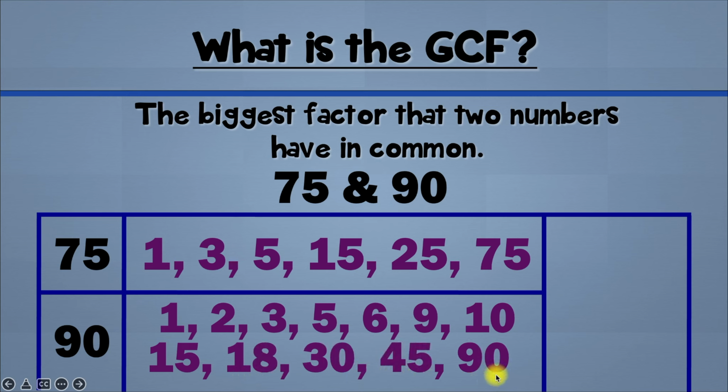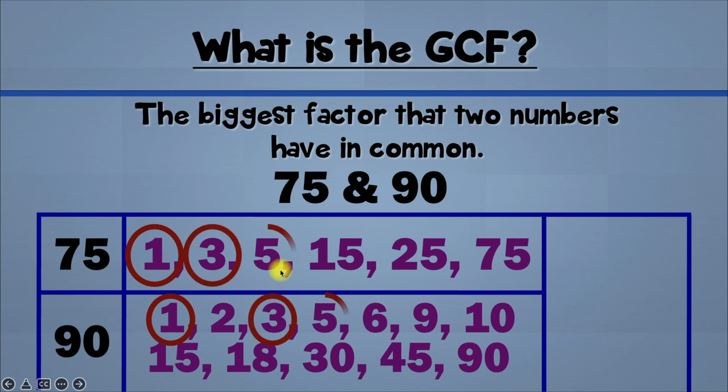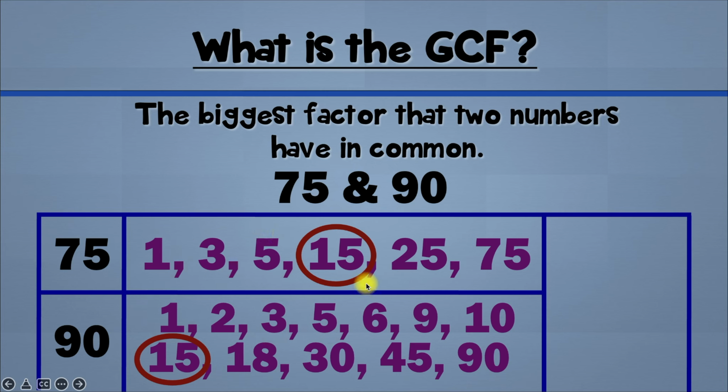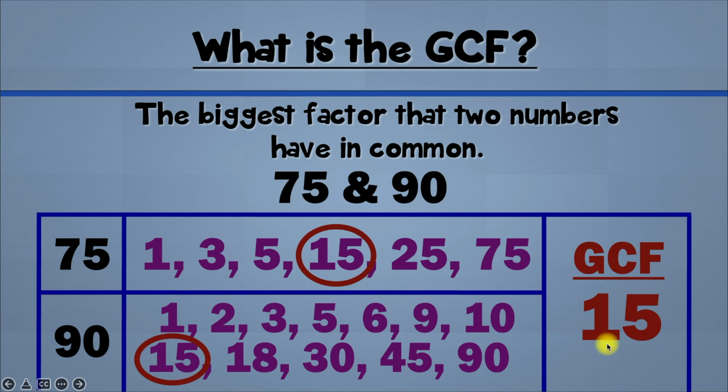That is a lot of factors. And remember, we have to find the biggest common factor. So which factors do they have in common? Well, I see 1, I see 3, I see 5, and I see 15. They've got 4 factors in common. But remember, we're only looking for the GCF, which is the biggest factor. Therefore, we can get rid of 1, 3, and 5, leaving us with 15. Therefore, our GCF for 75 and 90 is 15.